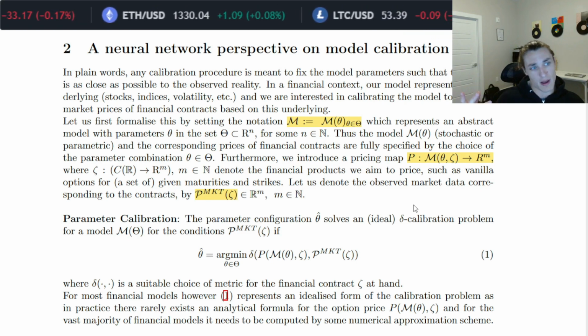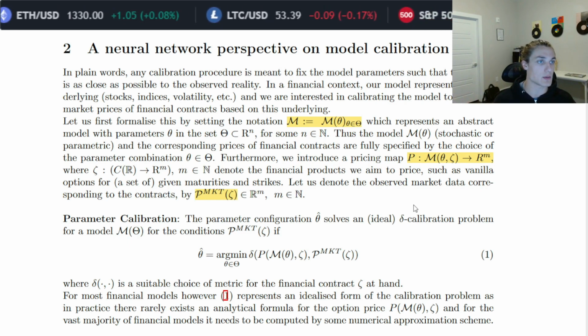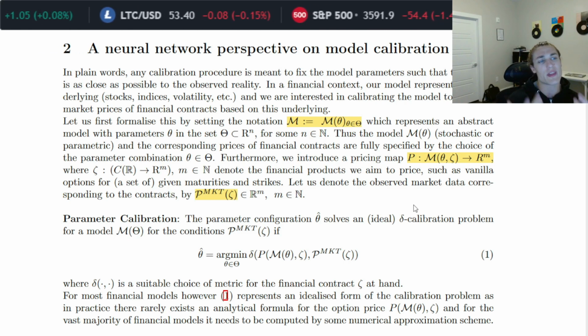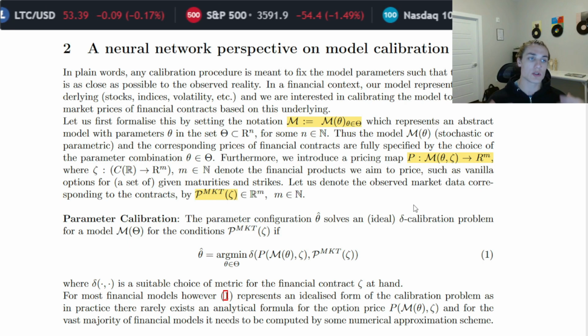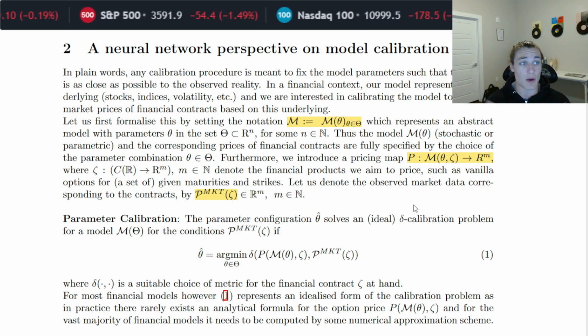We know our model specifications, so we can choose Black-Scholes, we can choose Heston, we could choose Rough Bergomi. What don't we know? We don't know theta, right? We don't know how to parameterize that model to go about pricing some exotics. So how do we choose theta?